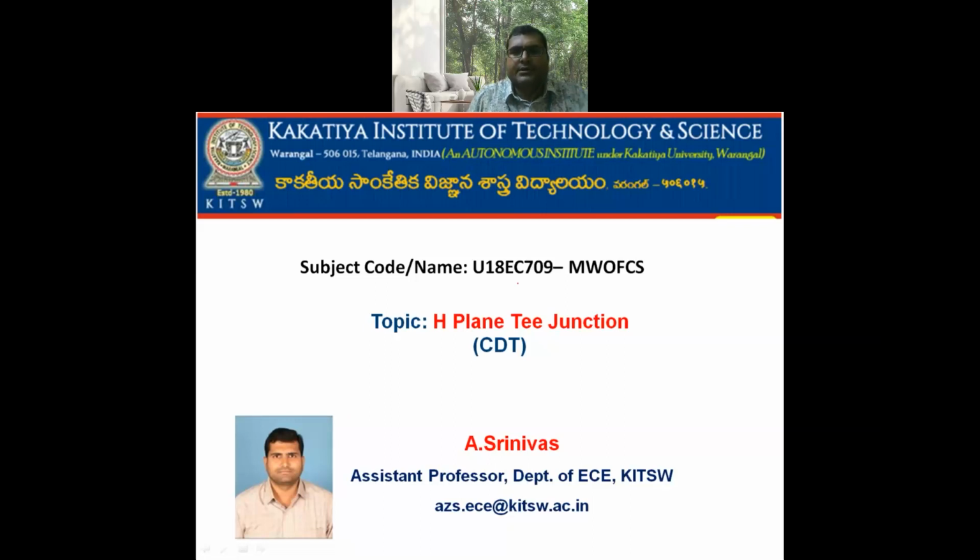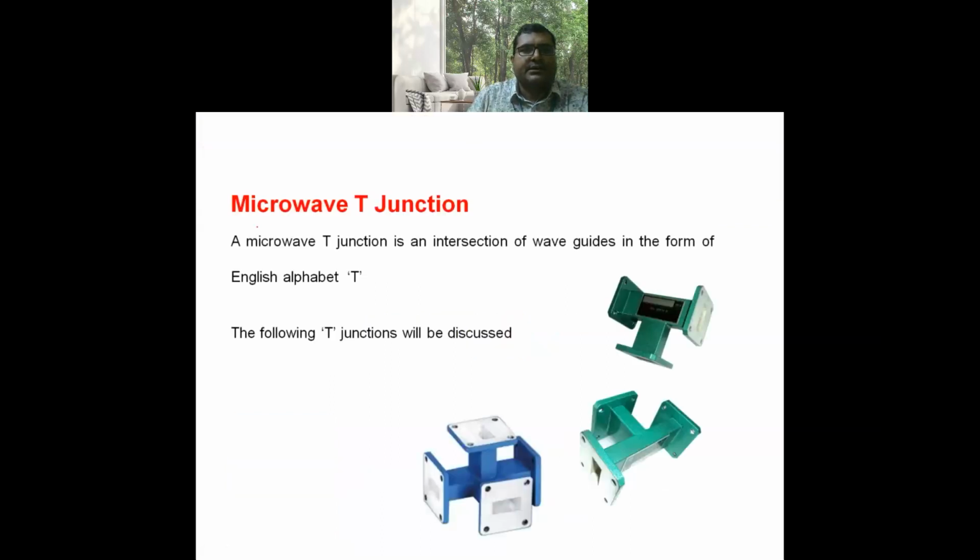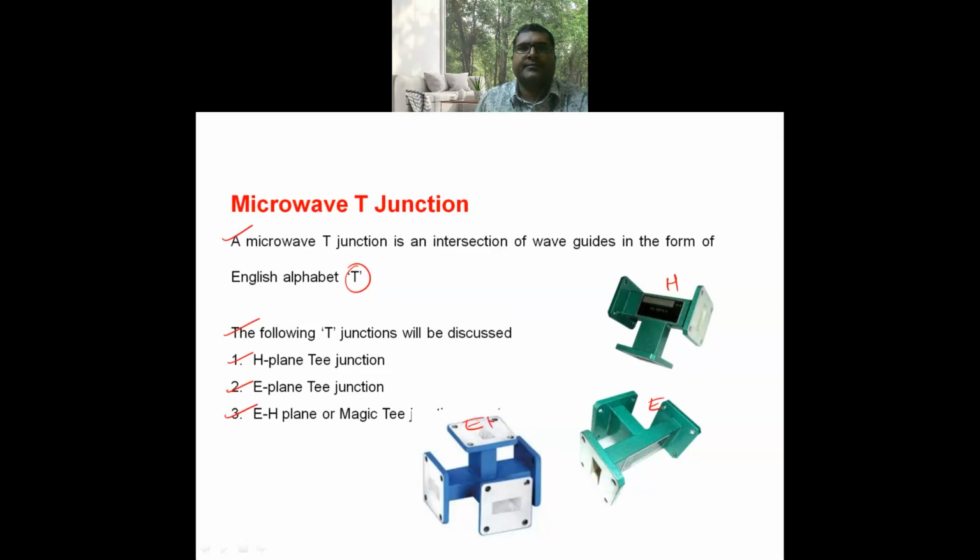Subject code U18EC709. Topic: H-plane T junction. Microwave T junctions. An H-plane T junction is an intersection of waveguides in the form of the English alphabet T. The microwave T junctions are H-plane T junction, E-plane T junction, and EH-plane T junction. It is also called magic T. It is H-plane T, E-plane T, and EH-plane T.